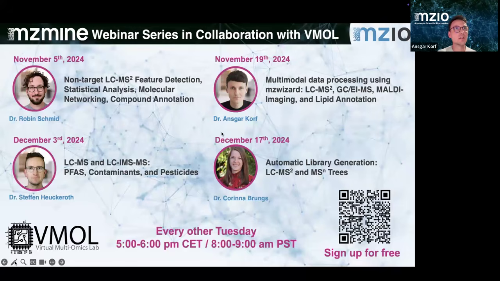And as Danny mentioned, this is a 4-part series. So 2 weeks ago, Robin already started presenting on LC-MS, focusing especially on how to perform proper feature detection, statistics, and molecular networking and compound identification with spectral library matching.